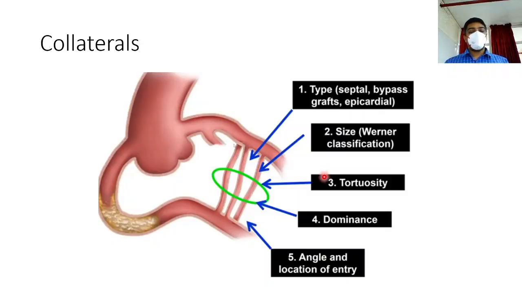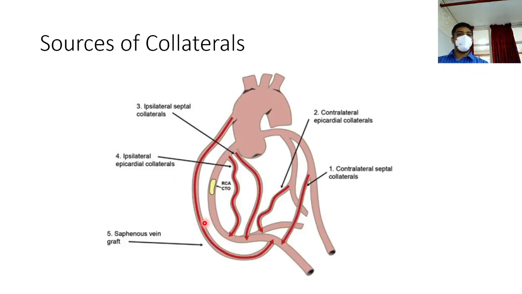So coming to tortuosity, whether it's tortuous or not, the more straight the collateral, the better, so that we can pass a retrograde wire very easily. Then dominance, that is from which dominant vessel it is coming. During the procedure, if it gets occluded, whether it will be a risk for a bigger territory or not. Then the angle at which it makes with the distal vessel, this we will come to, whether it's a favorable or unfavorable collateral.